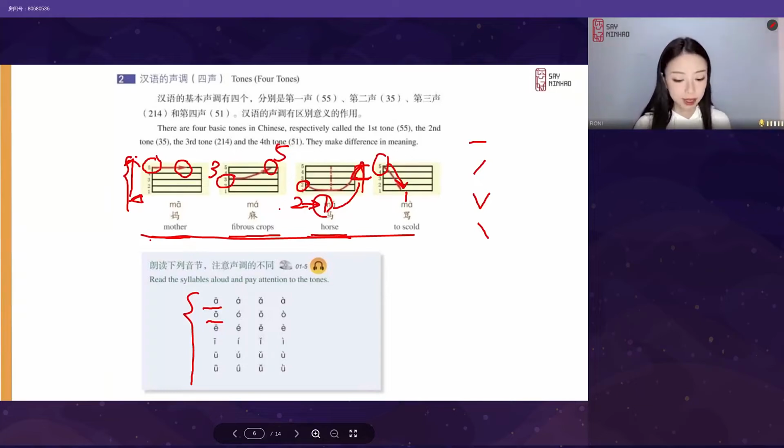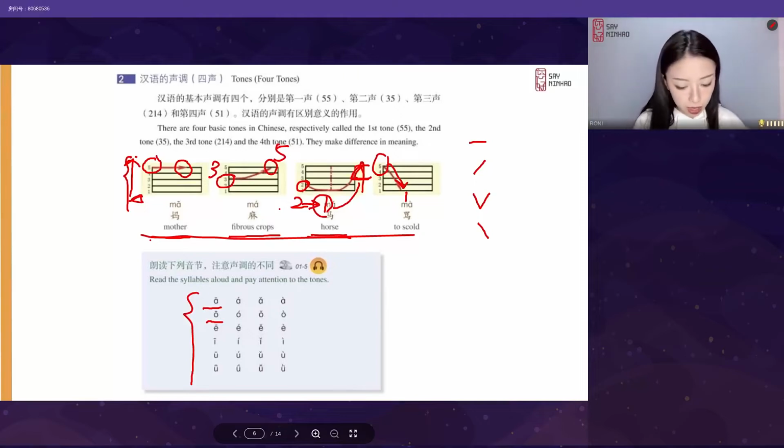Drop rapidly. Next one is E. Try to read it. First tone is E. Next, E. Second tone, E. Third tone, E. Fourth tone, E.